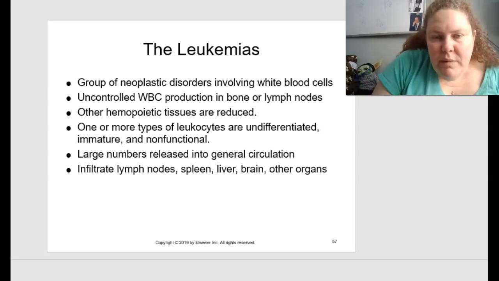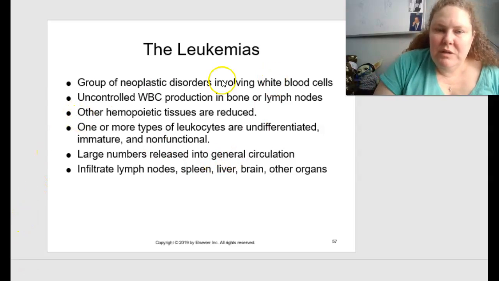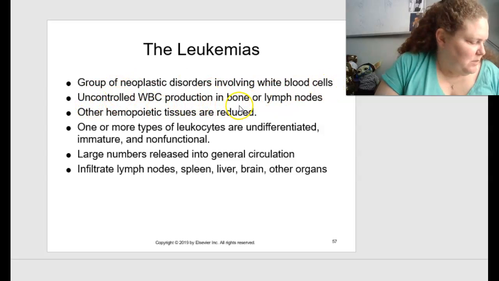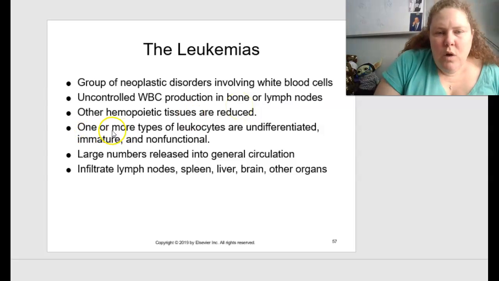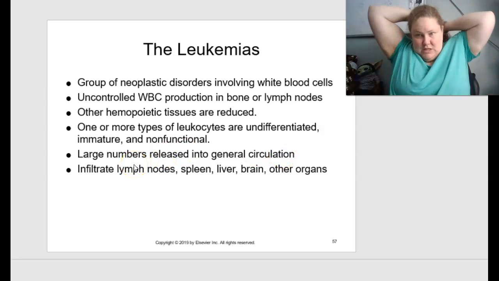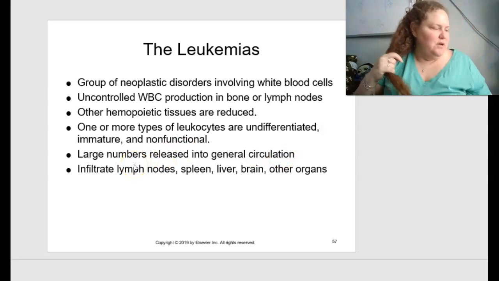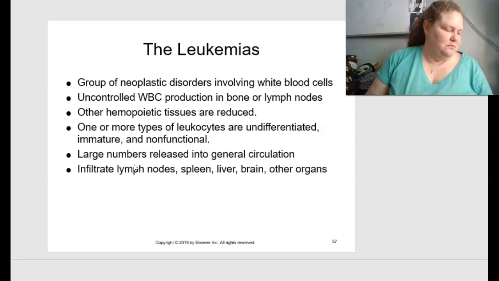Awesome. So basically, leukemia involves white blood cells, and this is causing uncontrolled white blood cell production in the bone marrow, and lymph nodes and other hemopoietic tissues can be reduced. One or more types of leukemias are undifferentiated, immature, or non-functional, and then you have large numbers that are released into the general circulation, and these can infiltrate the lymph nodes, the spleen, liver, the brain, and other organs.